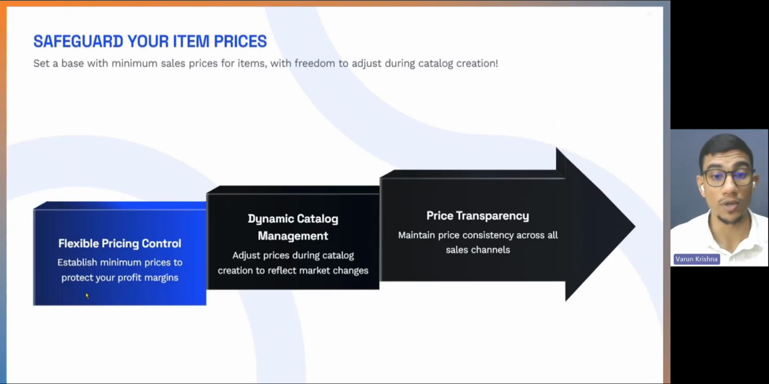The next one, safeguard your item prices. So we saw how minimum sales price can be set while creating items, and whether it can be tax included or excluded. And we went through different scenarios of invoice creation. We also looked at how this gets translated while we are creating a catalog, how we can override the minimum sales price set there, and how that change gets reflected while you're creating the invoice.